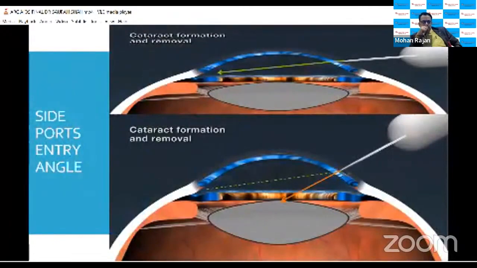Usually, what we do is we take the side port incision directed towards the angle of the opposite side, like in the first image. But when we are dealing with the deep anterior chamber, I take the side port entry facing towards the center of anterior capsule, and thus change the angle of entry.